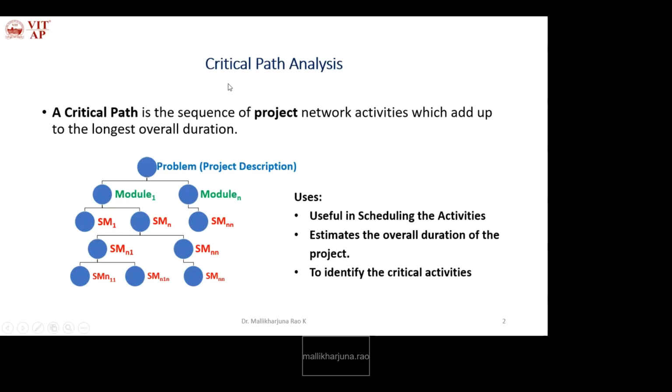Also, this critical path analysis is used to identify the critical activity. I told you what critical activity means: the activity which takes more time than planned. When it takes more time than planned, it impacts the dependent activities. So what do you mean by dependent activity? When one activity depends on the previous activity, only when the previous activity is finished can we start the next activity. So that is what are called critical activities.